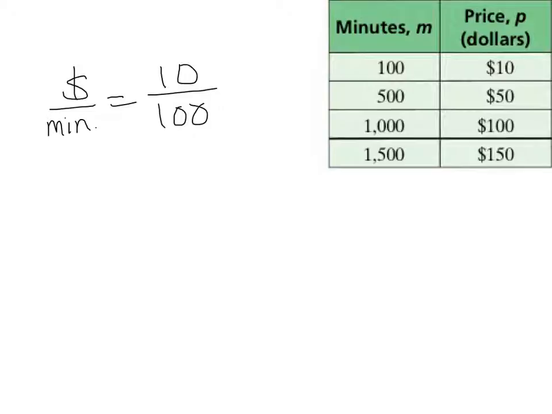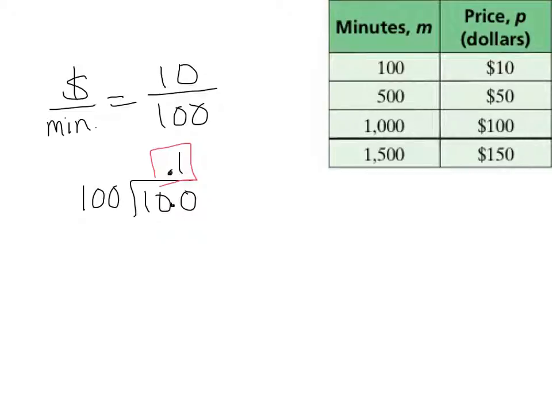So 10 over 100, a ratio is something you find by dividing, so we're going to divide 10 by 100. 100 can't go into 10, obviously, so we add a decimal and add a 0. Now 100 goes into 100 one time, so our unit rate is 0.1. It's just that easy. Just divide the top number by the bottom number.